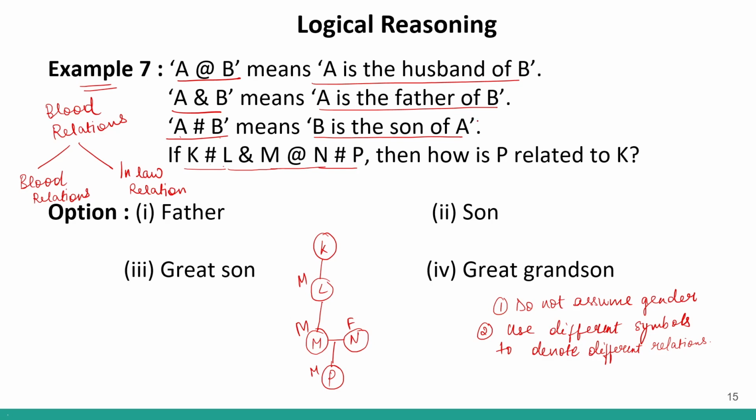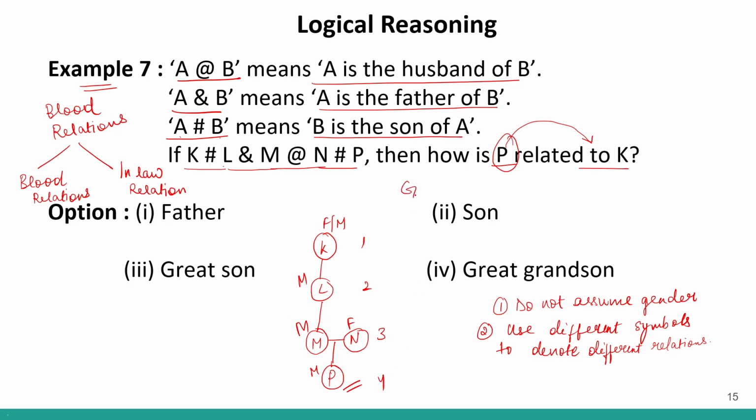Now in the question we have to identify how is P related to K. K's gender we do not know. So K could be a female or could be a male. Correct? We have to find the relation of P with respect to K. So P I can see over here, it is the which generation? This is the first generation, second generation, third generation and fourth generation.